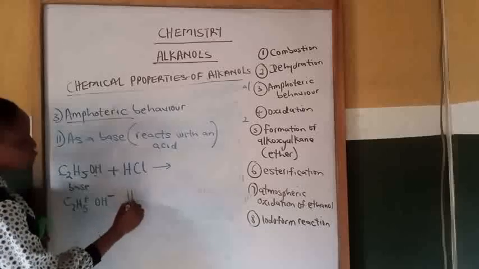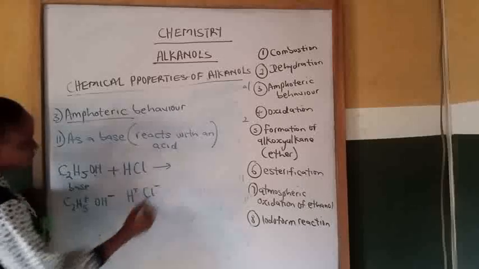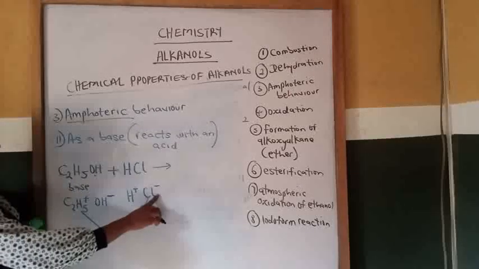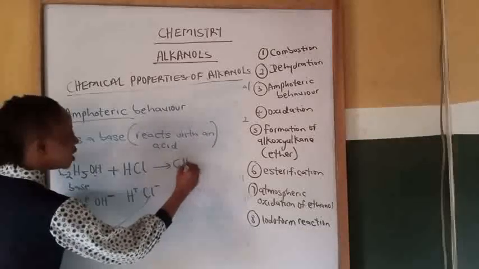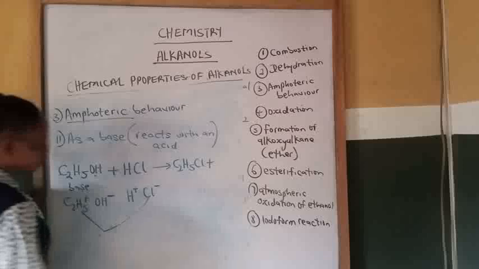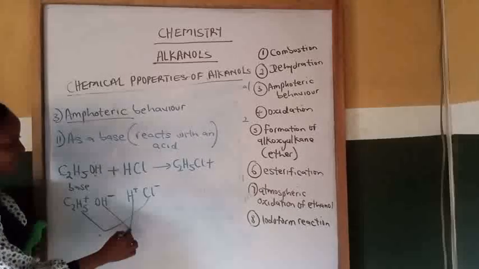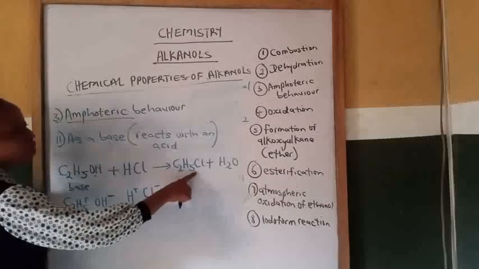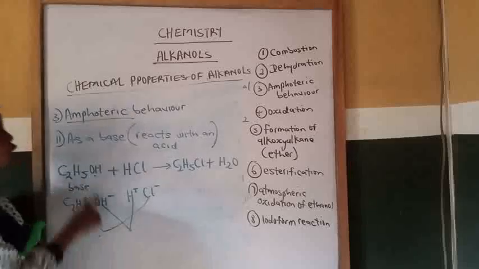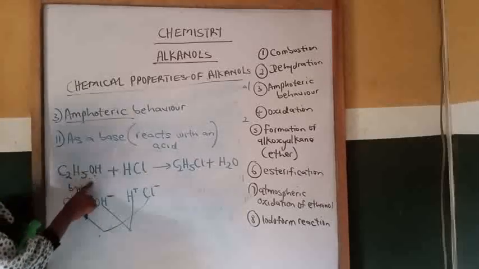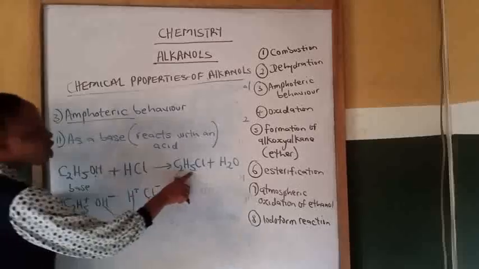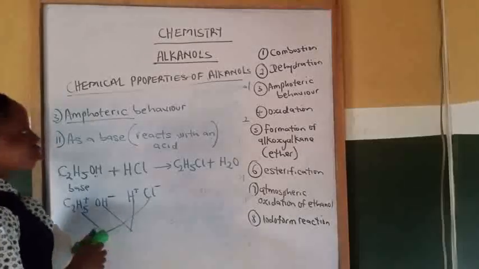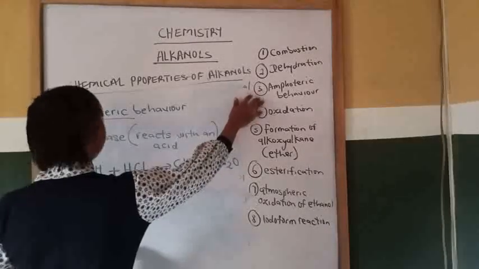Hydrochloric acid will decompose to hydrogen ion and chloride ion. So we take positive and combine with negative. C2H5 we combine with Cl to give us C2H5Cl, plus the hydroxy group we combine with hydrogen ion to give us a water molecule. So C2H5Cl is a salt, then water. So when ethanol is acting as a base and reacts with an acid, our product will be salt and water only.